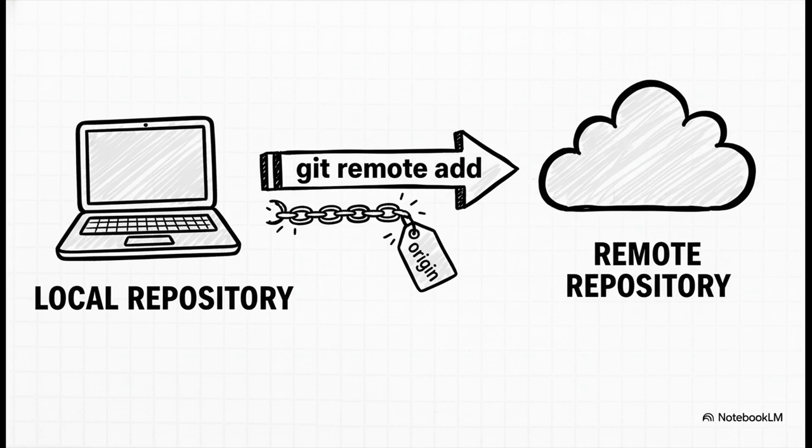Let's break it down. After add, you give the remote a short nickname, and by strong convention, everyone just calls it GitHub. Then you just paste in the URL to the remote repository. Think of this as creating a bookmark in your local repo that points to its home on the internet.